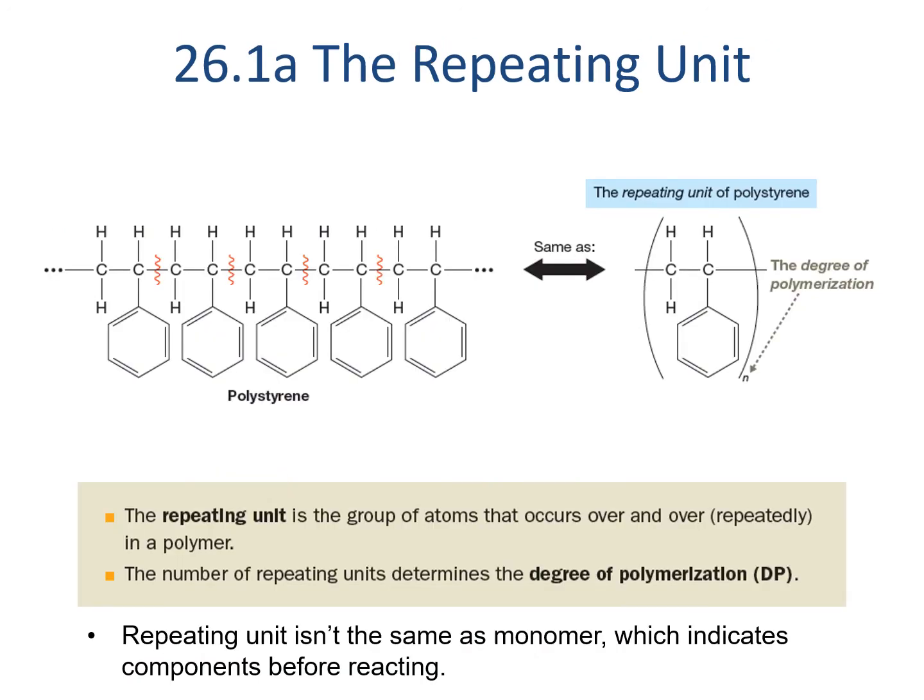The repeating unit of the polymer is related, but not the same as the monomer. The monomer is what exists before the reaction, while in alkene-based polymers, this has always become a single bond in the repeating unit. The number of repeating units refers to the degree of polymerization. We could, for instance, have a longer or shorter version of polystyrene that would have different degrees of polymerization.